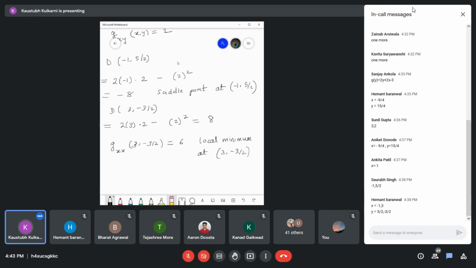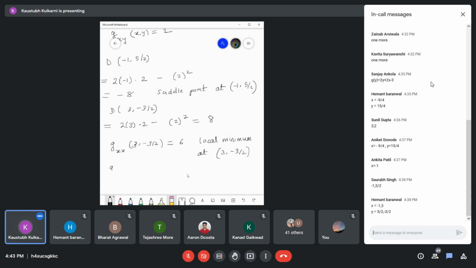If it is a known shape like a paraboloid, or a known 2D function, then we can say whether it is local or absolute. But in this case it's fine. We can just say that it is a local minimum at 3 comma minus 3 by 2. It may also be the absolute one, but saying it is a local minimum is sufficient at this point.